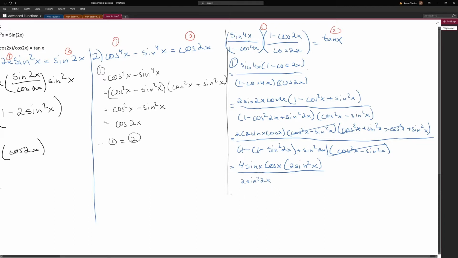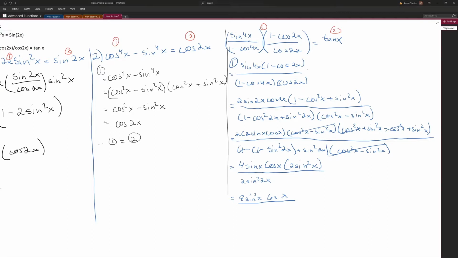From here, you might get a little bit confused, but the easiest thing for us to do would actually be to multiply everything we have at the top, right? So what we would get is 8 sine to the power 3 of x cos of x divided by this over here.